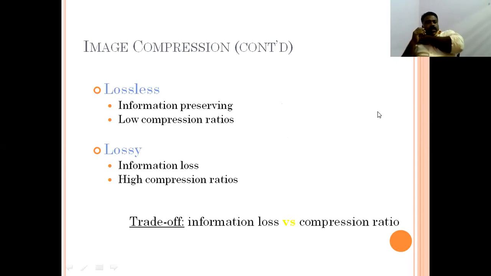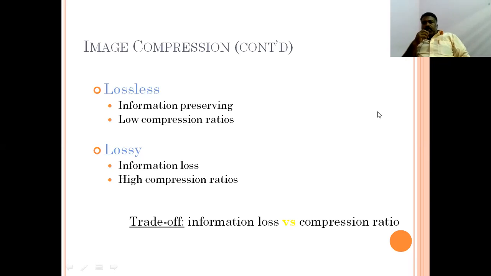Then image compression has to be performed in two major categories. One is lossless and another one is lossy. In the lossless category, the information should be preserved before and after the transmission. There is no huge or significant difference between the sending and the receiving. The compression ratio is also low, which means it will not affect the original quality.